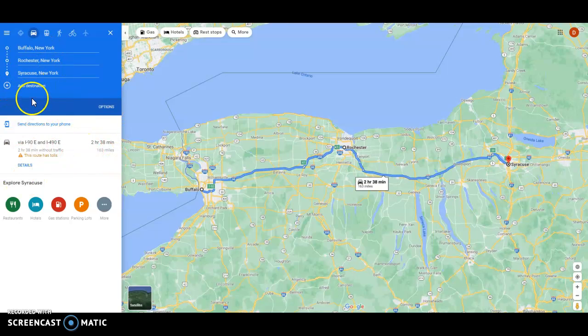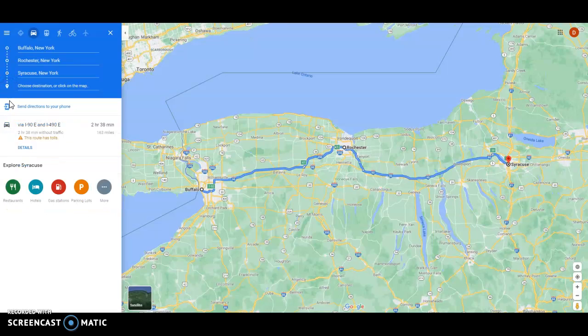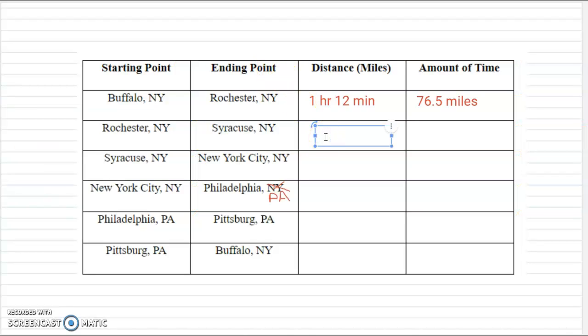As we continue through this, you guys are going to take it from here. But again, you just keep hitting add destination to add on your next stop. So let's go ahead and type these values into our Jamboard, and then I'm going to let you guys finish up. So, like we've seen in Google Maps, it was 2 hours and 38 minutes. And I believe my total mileage came to 163 miles through these first two stops.